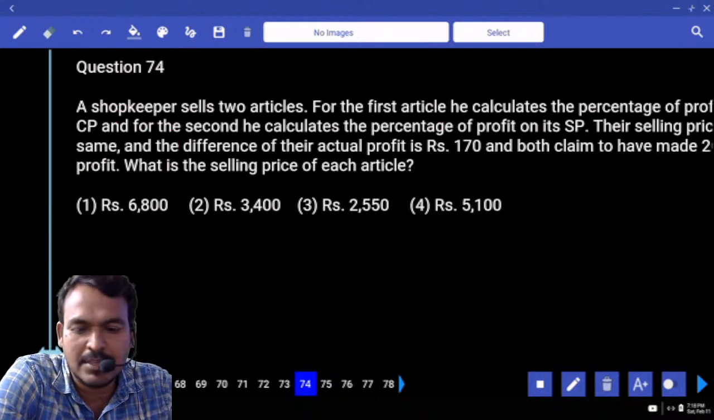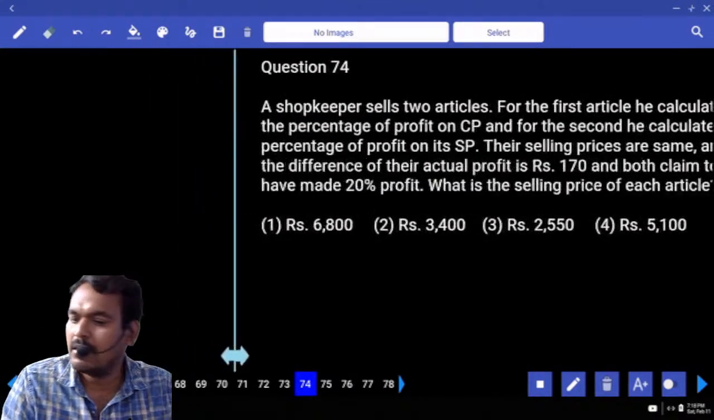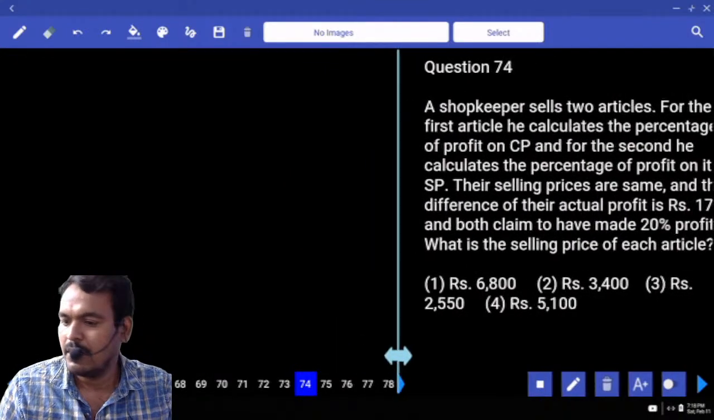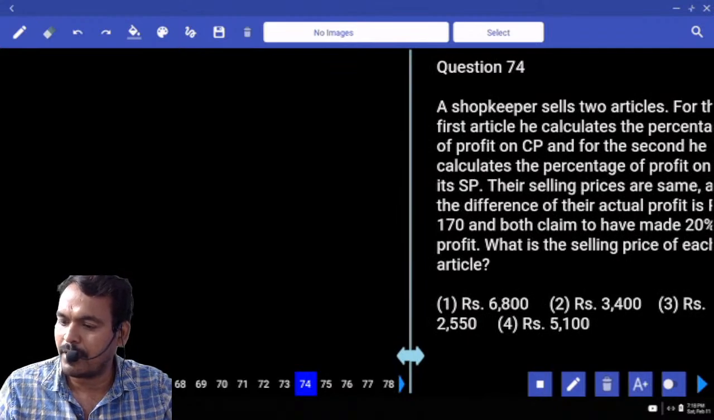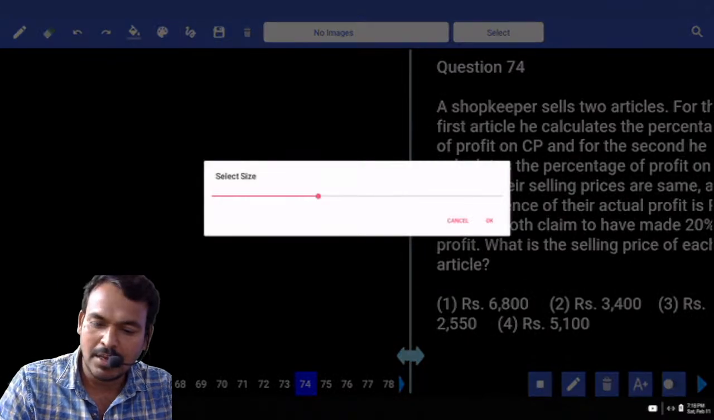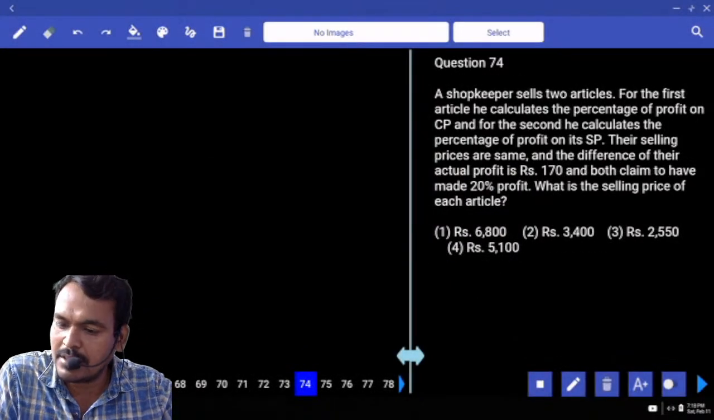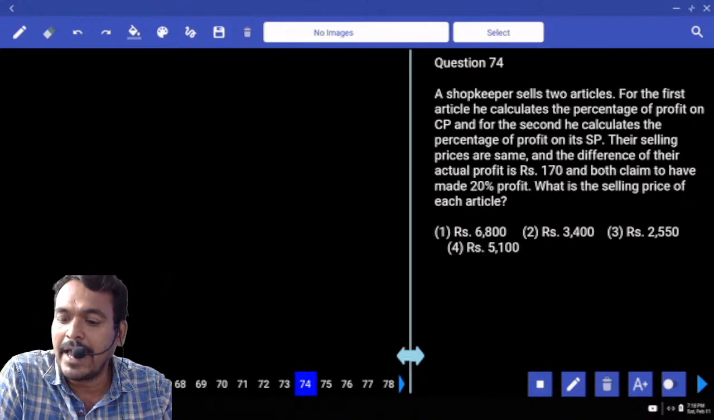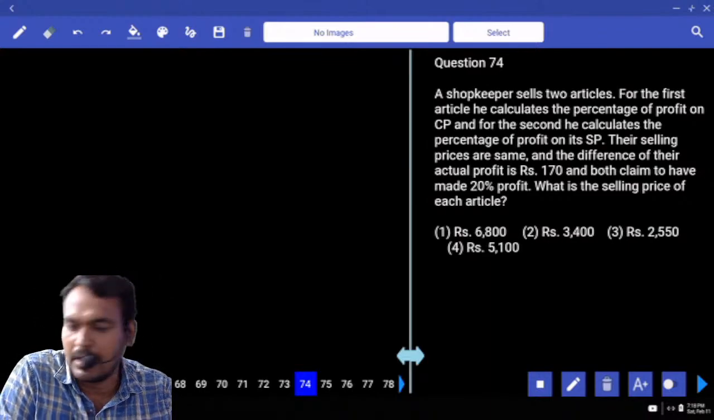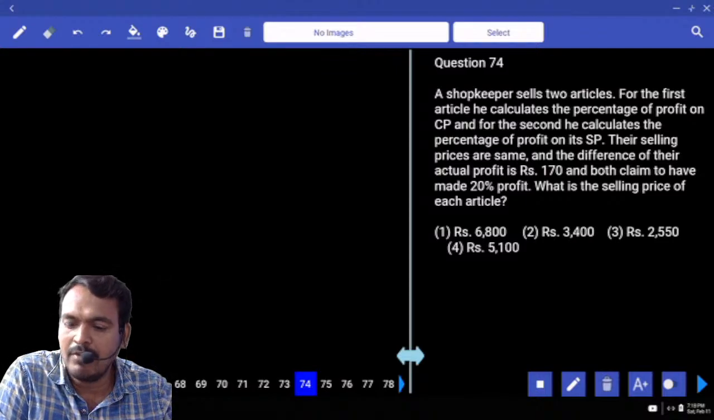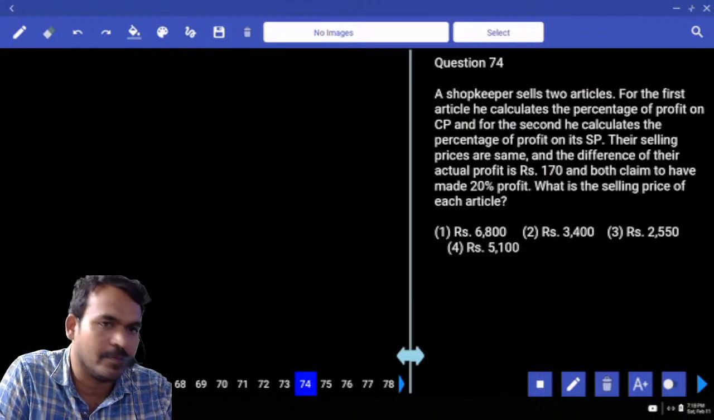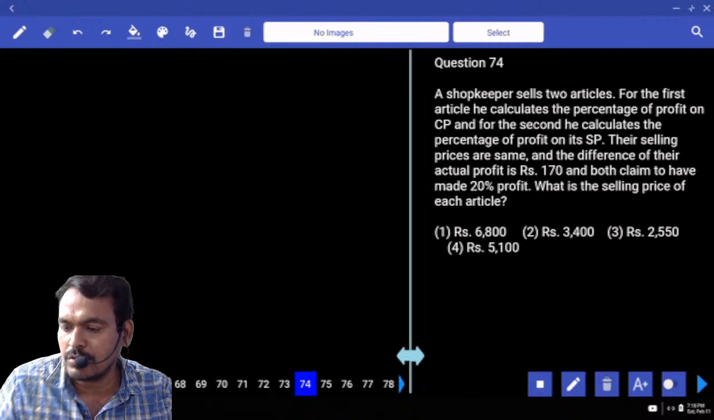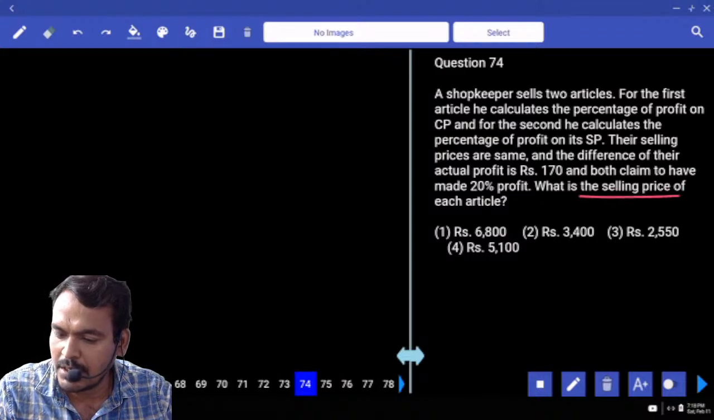A shopkeeper sells 2 articles. For the first article, he calculates the percentage of profit on cost price. For the second article, he calculates the profit percentage on the selling price. Are their selling prices the same or different? Same. And the difference of their actual profit is how much? 170. And both claim to have made how much percent profit? 20%. Means first one 20% profit, second one also 20% profit. What is the question here? What is the selling price of each article?